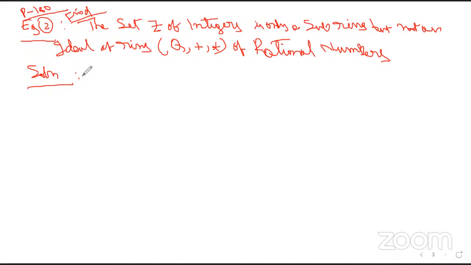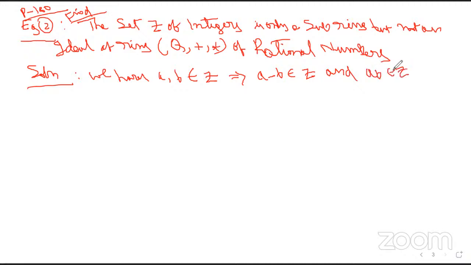Solution. We have a, b belongs to Z. It implies a minus b belongs to Z, and the product ab also belongs to Z. This shows that Z is a subring of the ring Q.